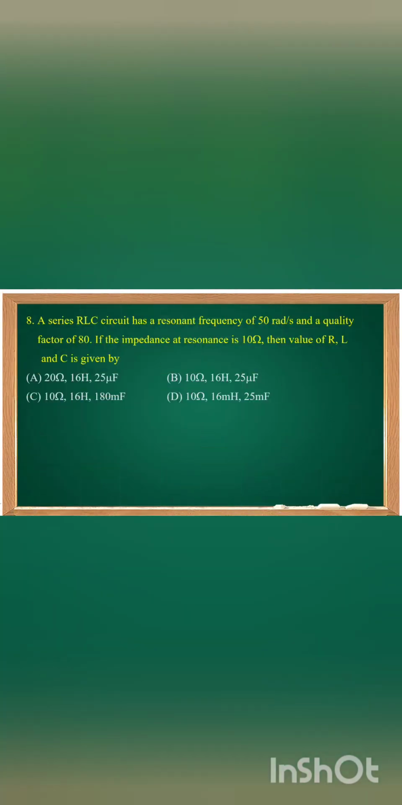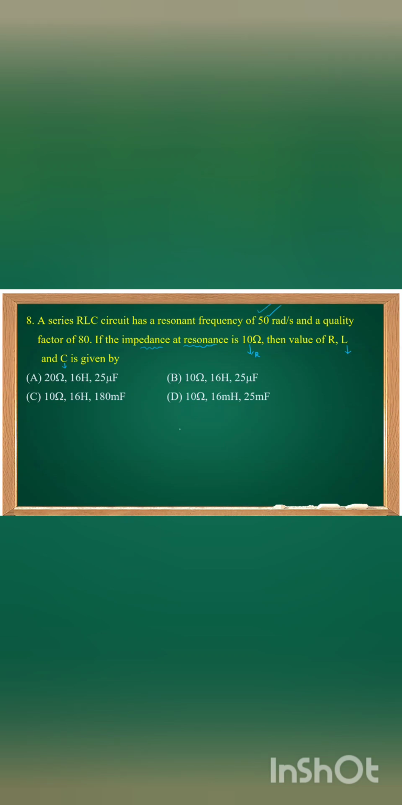One more question. A series RLC circuit has a resonant frequency of 50 radians per second and a quality factor of 80. If the impedance at resonance is 10 ohms, then the values of R, L, and C are given by. Simple question. You know the resonance frequency. Impedance at resonance condition means this is the R. Next, we have to calculate L, then C, and then we can easily calculate.